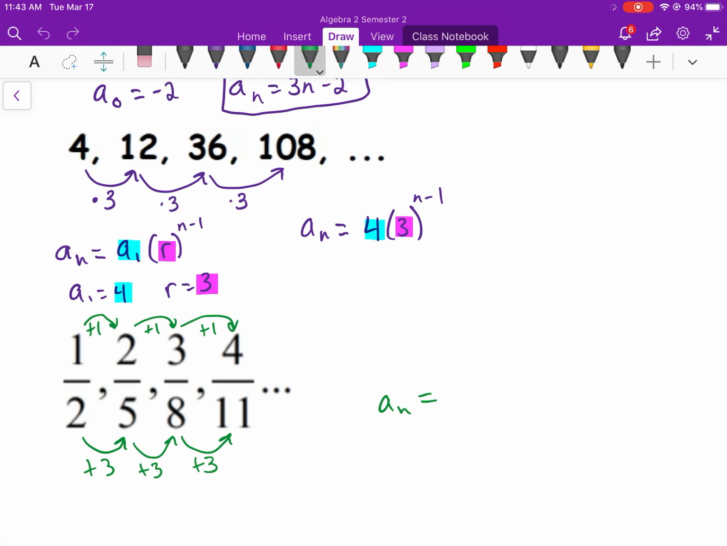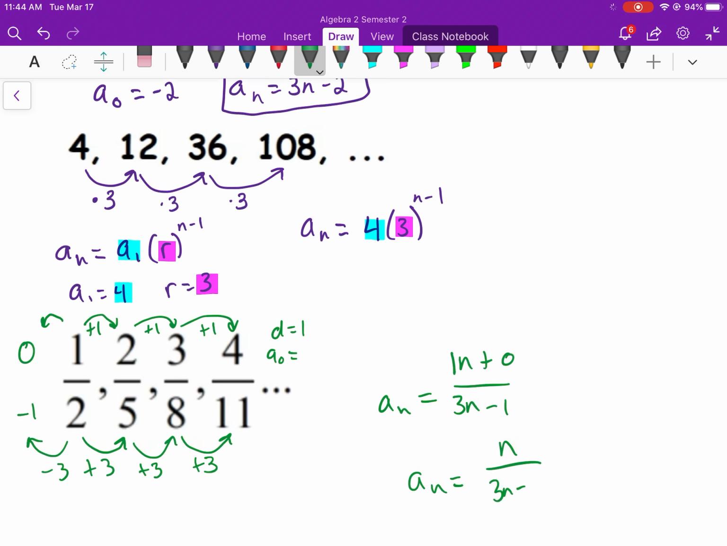Okay, so in the numerator, common difference is 1. A0 would be 0. Okay, in the denominator, A0 would be negative 1. So our numerator, A sub n is equal to dn, so 1n plus 0. In the denominator, we're going to have 3n minus 1. A better way to write this rule, since we don't need to have that 1 in front of n, we're not going to write plus 0, we're just going to have n over 3n minus 1.